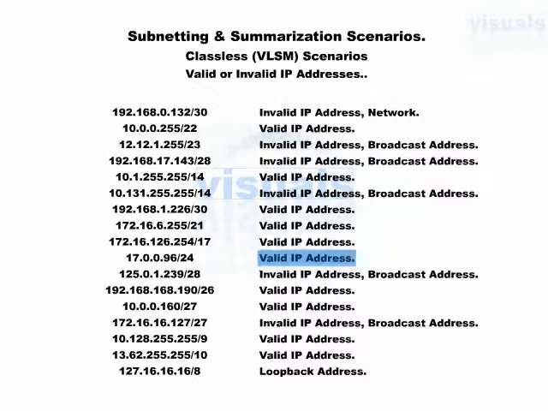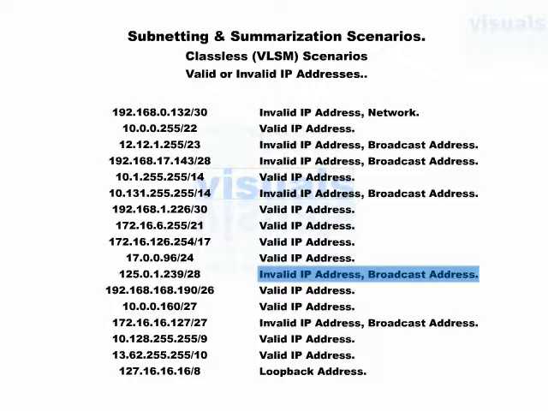Let's move further. So here it is. Now this is a valid IP address. Yes, exactly. By seeing /24, it is a default subnet mask, and valid IP addresses range from 17.0.0.1 to 17.0.0.254, and .255 is the broadcast address. Let's move further. It is an invalid IP address, a broadcast address. How is it, let's analyze.